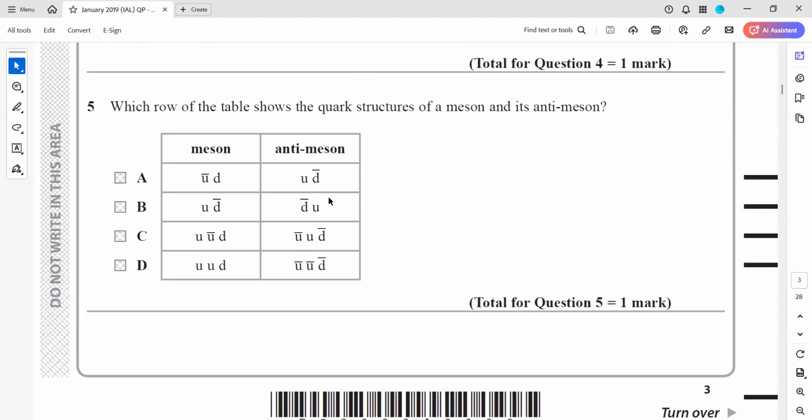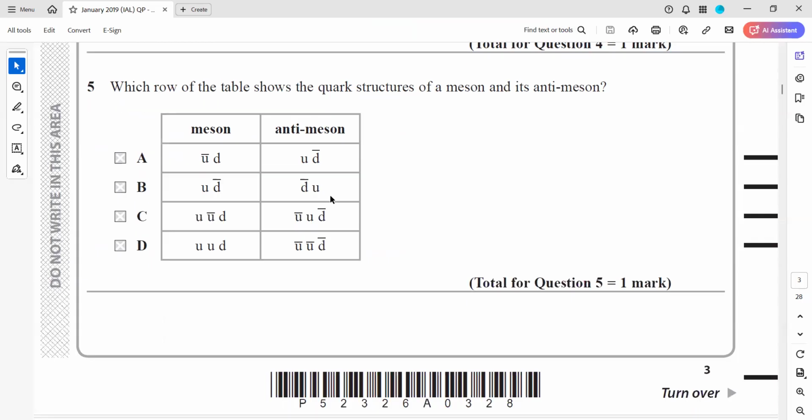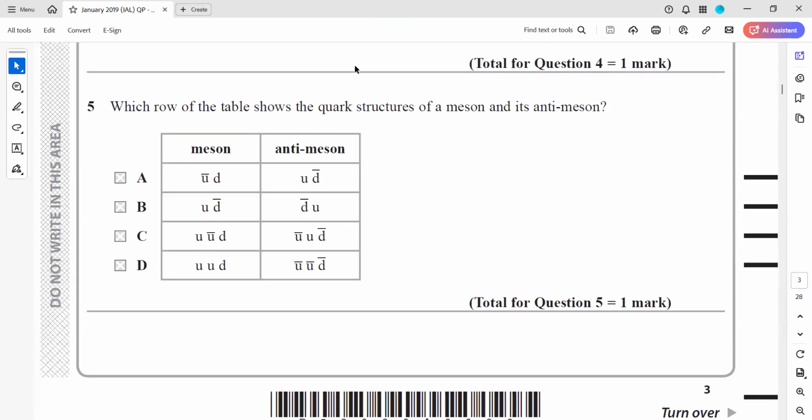Next is which row of the table shows the quark structure of a meson and an anti-meson. Meson means it's made up of a quark and anti-quark. When there's a quark and anti-quark, we call them a meson. So C and D are totally wrong. These two can be meson, but anti-meson should be opposite. Like if it is up, it should be anti-up, and if it is down, it will be anti-down. Here, the same particle just changes the orientation, so that's why it matches with A.